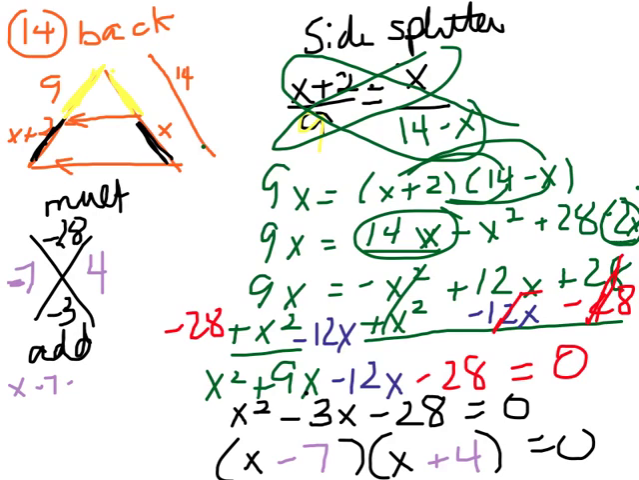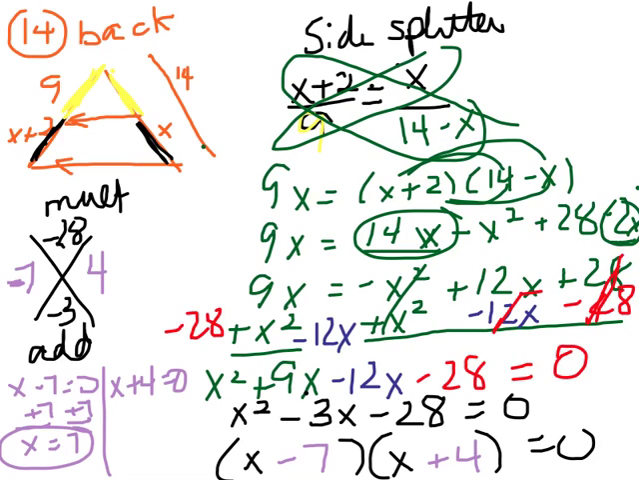X minus 7 equals 0. I could solve that one by adding 7 to both sides. And I could get x equals 7. That's a good solution. Now I've got another factor though. It's x plus 4 equals 0. If I subtract 4 from each side, I get x equal negative 4. I first think, oh, there's my other answer. I got two answers here.